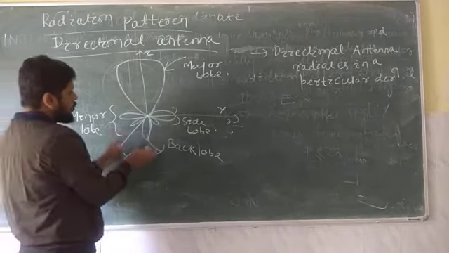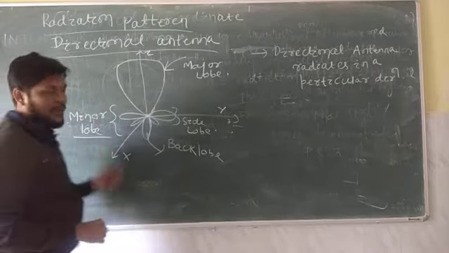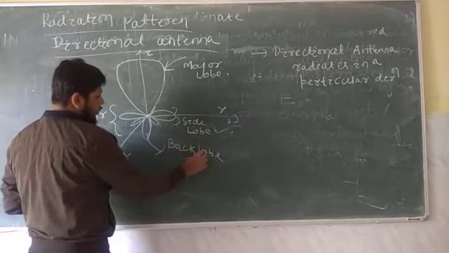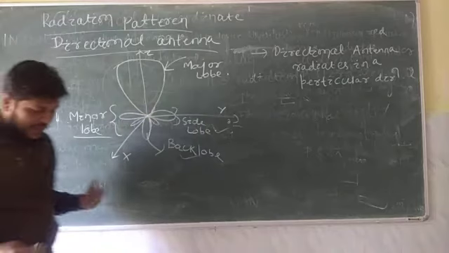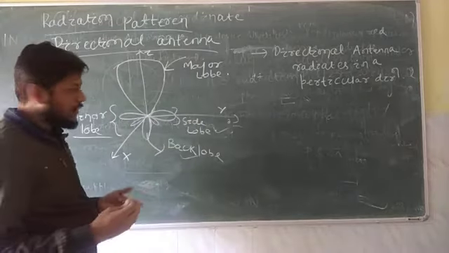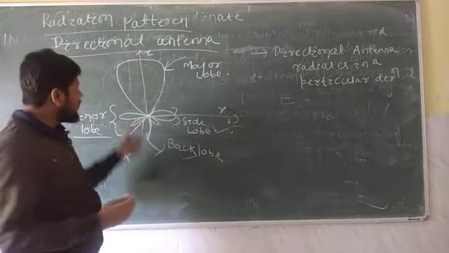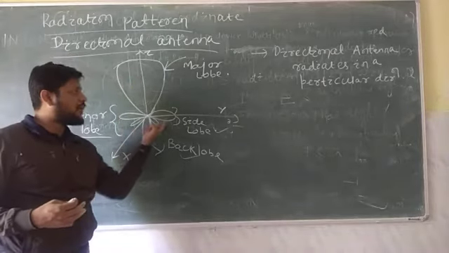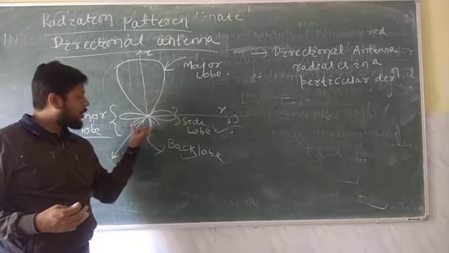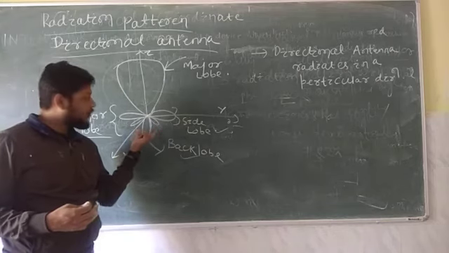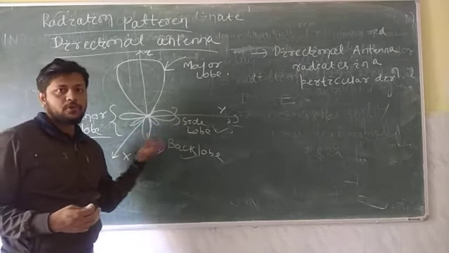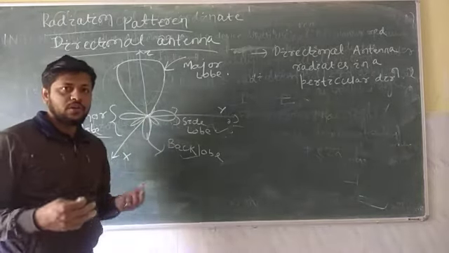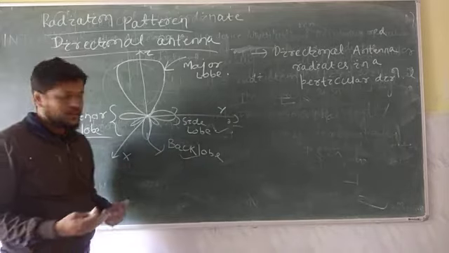And the remaining lobes are known as minor lobes, and these minor lobes are of two types: side lobe and back lobe. So always as an engineer, we have to design a directional antenna in such a way that the major lobe will be maximum, and we always try to minimize the side lobe so that the backward power should be minimum. Otherwise, this power which is spreading out from this antenna will interfere with the other antennas' radiation.